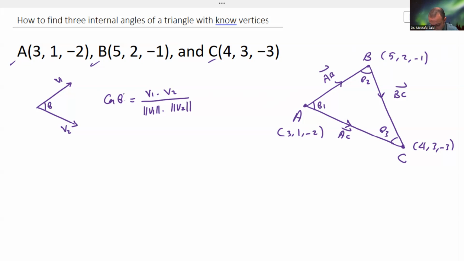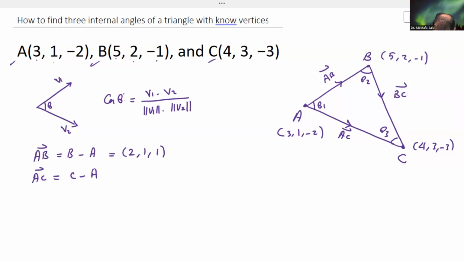So what's the AB vector? Simply a vector connecting two points. It is the destination point minus the source point. The destination point is B minus the source point, which is A. So that will be 5 minus 3. I'm sorry, it's 2. 2 minus 1, it's 1. Minus 1 minus minus 2 will be positive 2. So it will be 2, 1, 1.